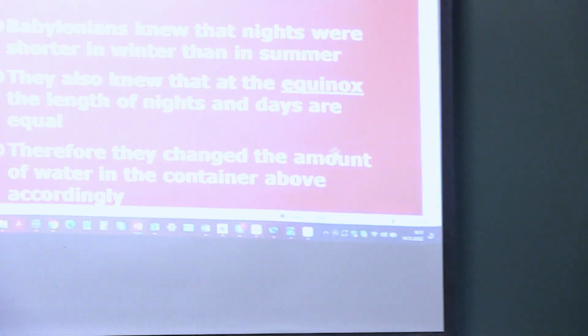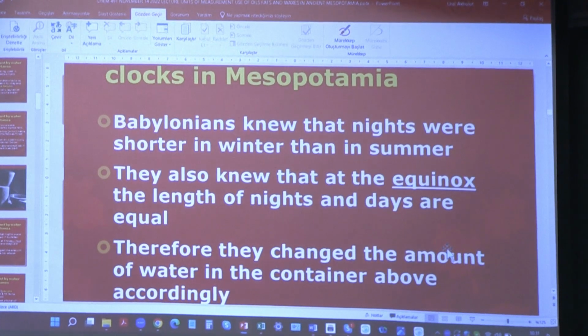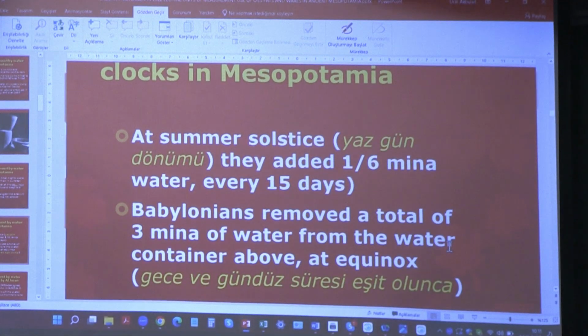As I mentioned, they adjusted the time during the equinox, and they knew that day and night were equal. But in summertime, the sun was in the sky for a longer time. So they added 1/6 mina of water every 15 days, since the day would get longer and longer. So they adjusted it every 15 days. They added a little bit more water. And then, in the opposite case, they removed 3 mina of water from the water container above at equinox.